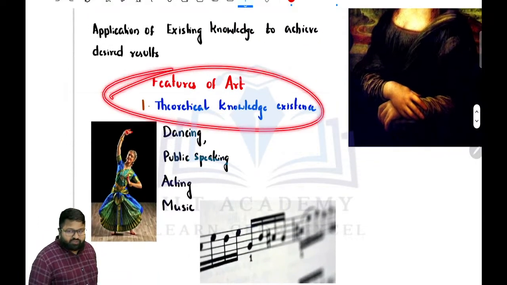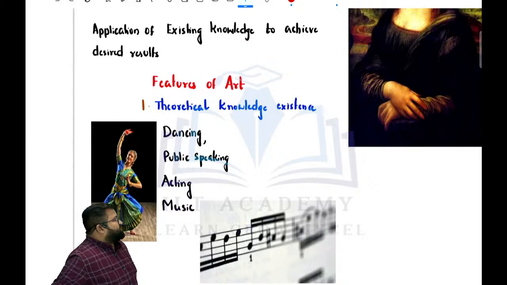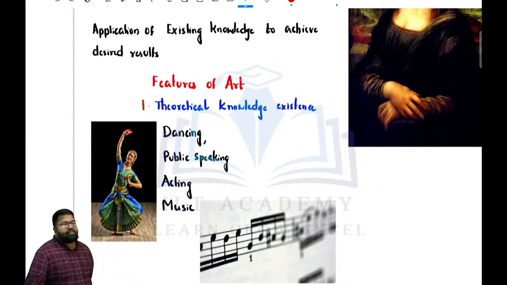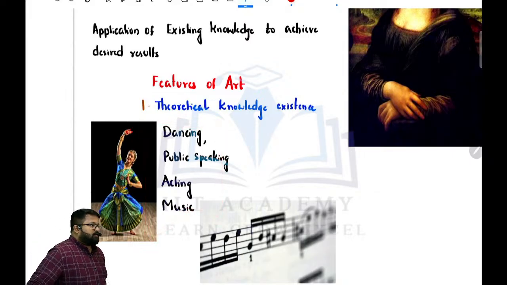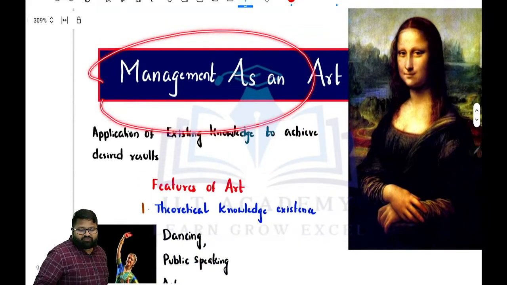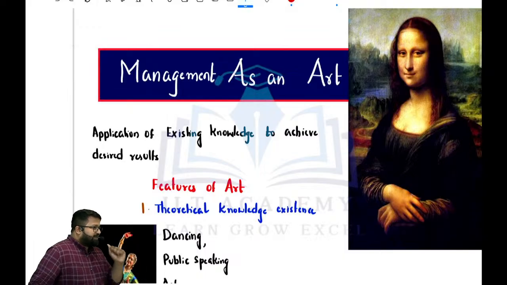And this is the first feature of art. What is the first feature of art? So that is the first point. Write that point, theoretical knowledge existence. And you can write them as examples. These are the examples for this art. Basically for management to be mentioned as an art, first we need to know what is meant by art. If those points are satisfied in management, we can conclude that management is an art.